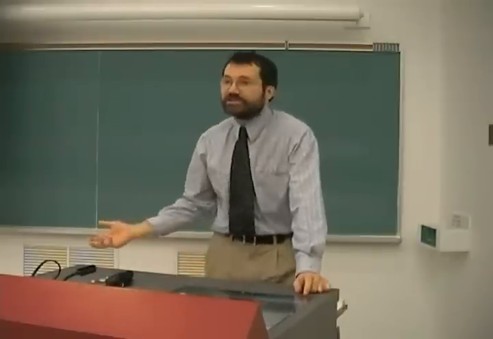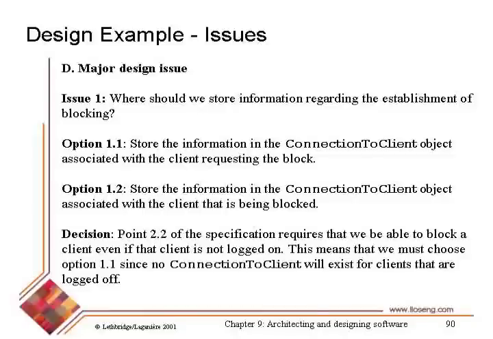And then there's some issues. These look exactly like the issues in the requirements document. Issue 1, where should we store information regarding the establishment of blocking? Well, we already said that we're going to do it in connection to client, but is it going to be in the connection to client associated with the client requesting the block, or in the connection to client associated with the blocked client? Could be in either. And what are the pros and cons? How do we work this thing out?